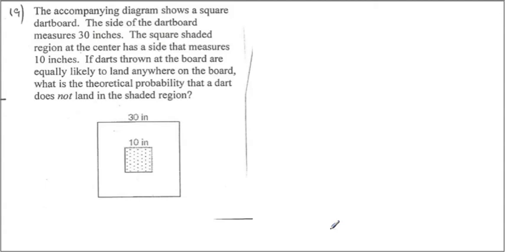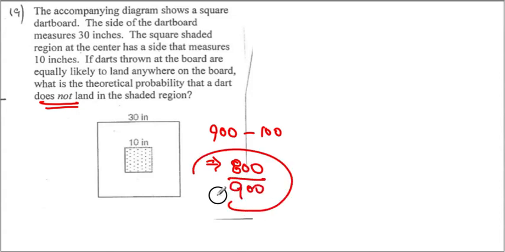So here, let's look at it once again. What is the theoretical probability that the dot does not land on the shaded region? So here, that means outside of the area, so we get 900, which is the 30 square, minus 100. That becomes the area on the outside, which is equal to 800. But since we are looking at the probability, it has to be out of the entire thing, which is 900. So our answer is 8 over 9. That becomes our answer.